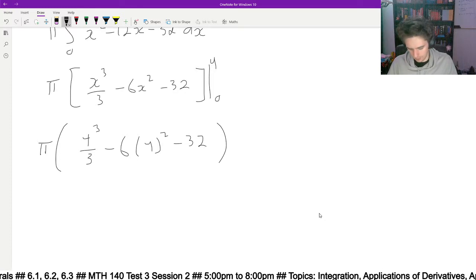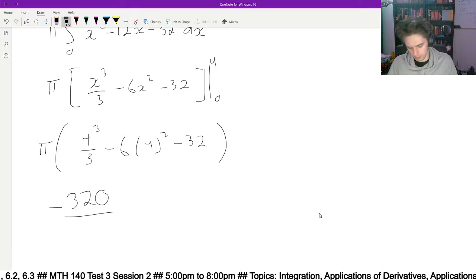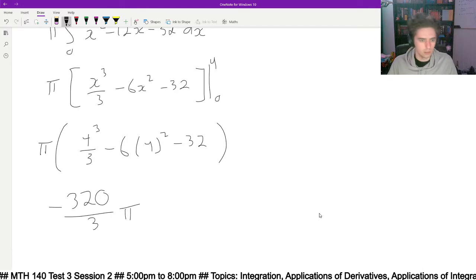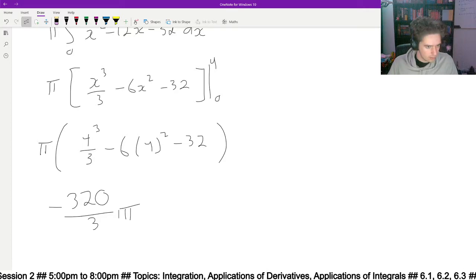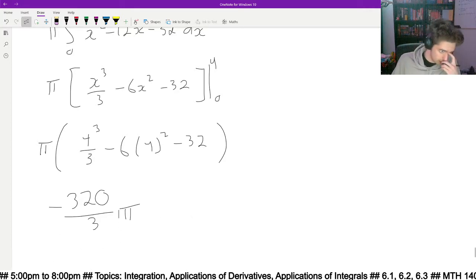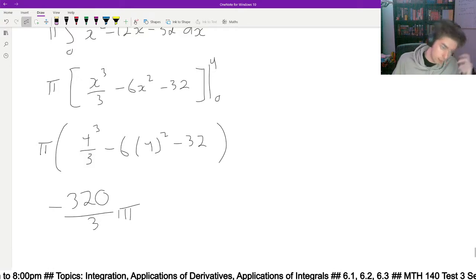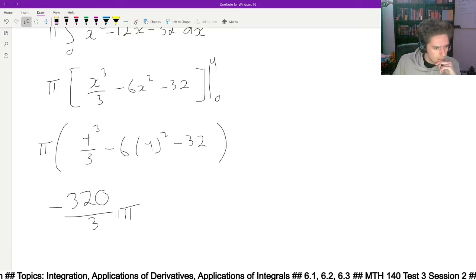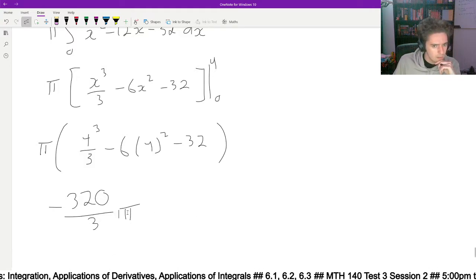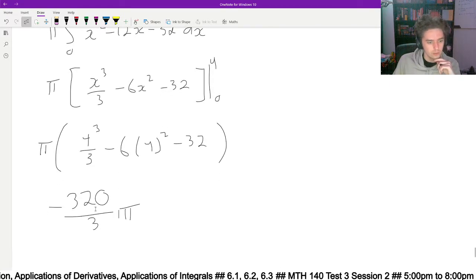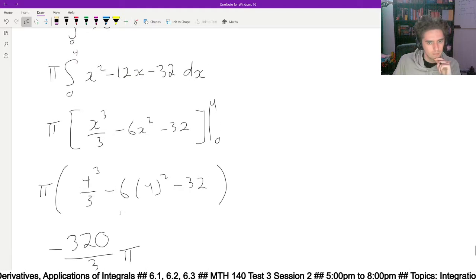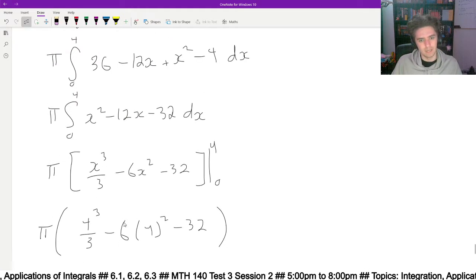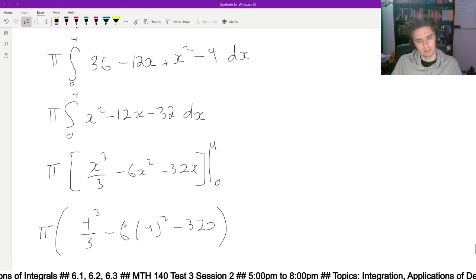And I got a negative area, negative 320 over 3 pi. So, assuming that the number is right, it should be positive. It should be positive, yeah, for sure, right? Like the 32. But 32? 36. Isn't it supposed to be 32x? Yeah, because it's 36 minus 4. Yeah, there's supposed to be an x there.